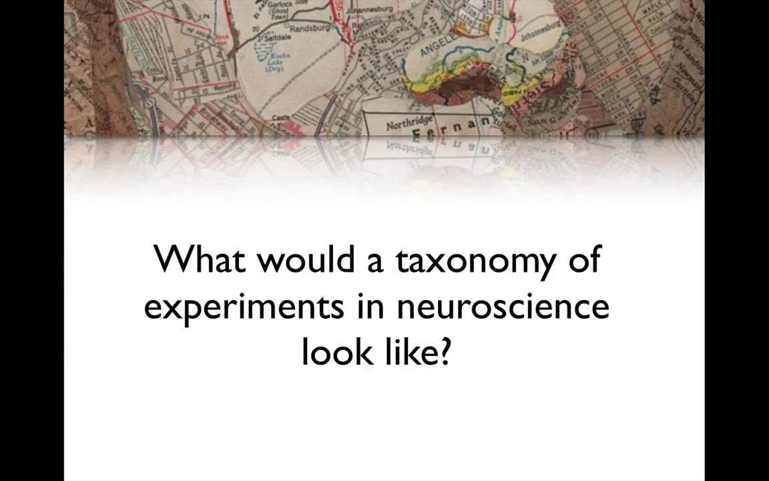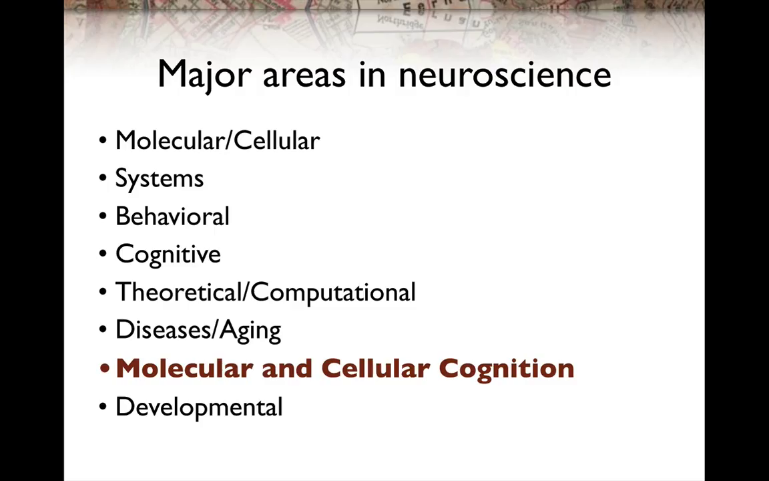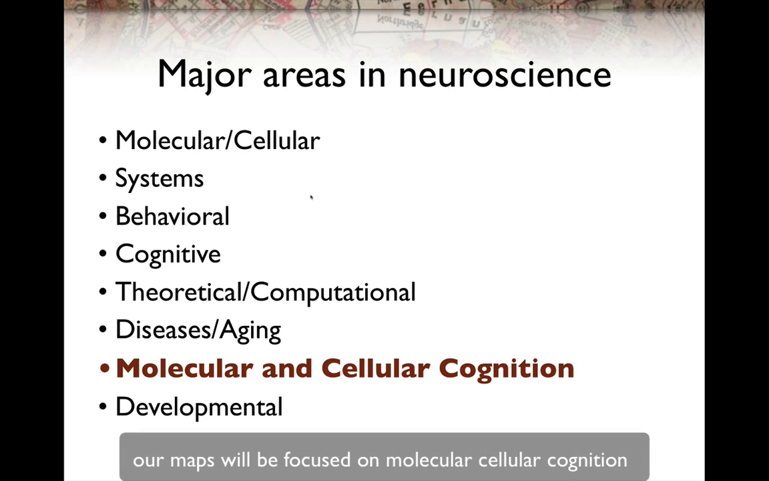What would the taxonomy of experiments in neuroscience look like? What kind of categories could we use to classify experiments in neuroscience and then use to map them in our maps? Before we can answer this question, I should stress that neuroscience is highly diverse with many different areas and disciplines, including molecular and cellular systems, behavioral, etc. In this series, we will focus on maps on molecular and cellular cognition.